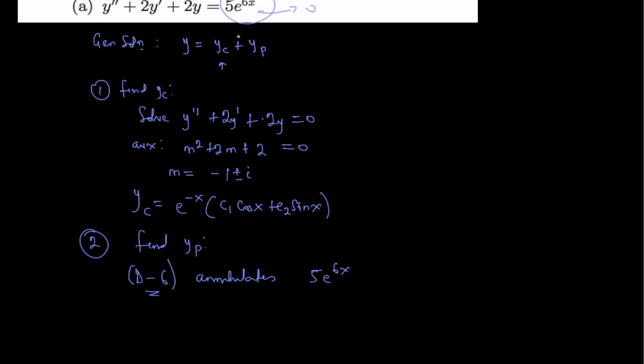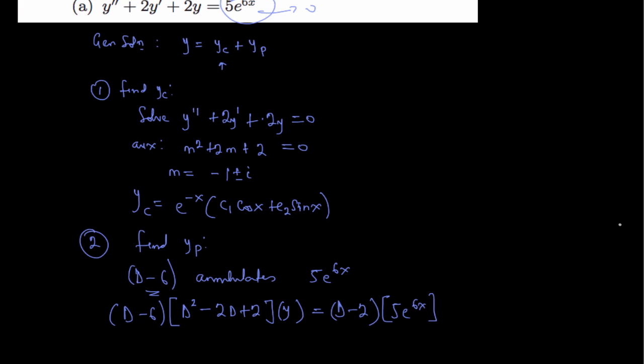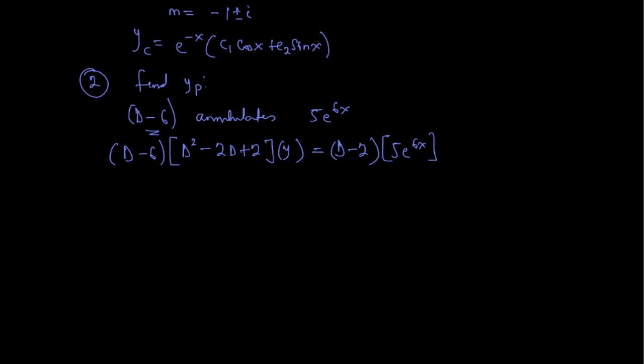So we apply it to both sides of the DE. We have D minus 6 into, since we have y prime prime, we write D squared minus 2D plus 2 into y. That's another way of writing the differential equation, equals, and we apply it to this side too: D minus 6 into 5e to the power 6x. That's what we want to do. And then, this should be D minus 6, not D minus 2. That's D minus 6.